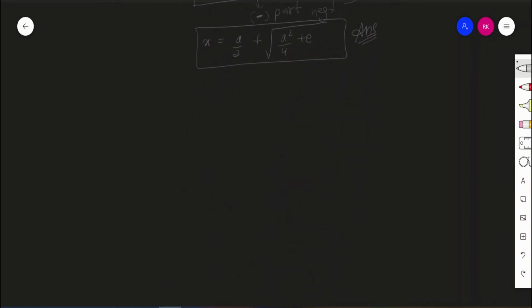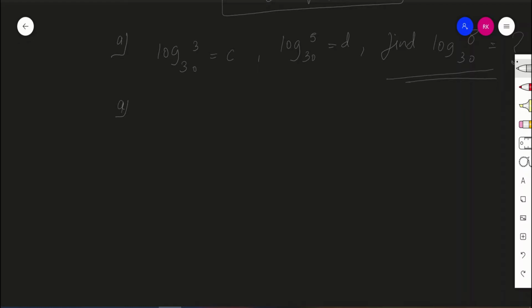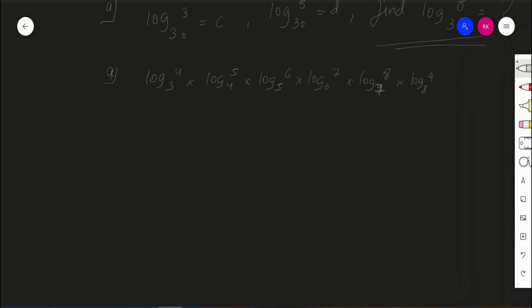Okay, so now let's move on to question number 9. Find log of 4 base 3 into log of 5 base 4 into log of 6 base 5 into log of 7 base 6 into log of 8 base 7 into log of 9 base 8. Sorry, this is going to be 7. So I have to solve.